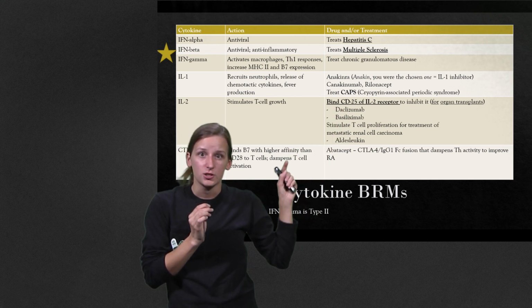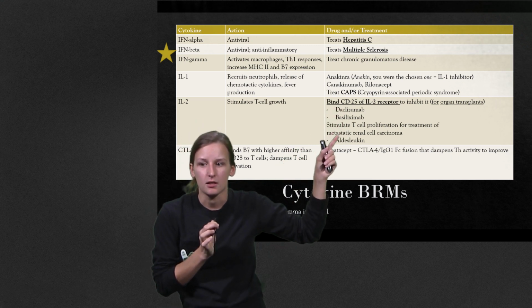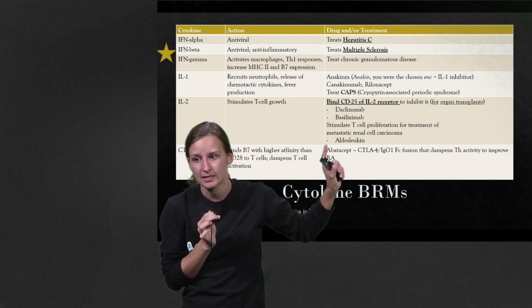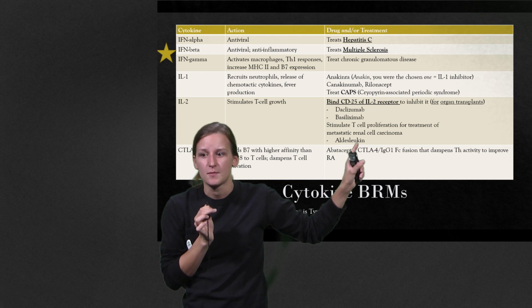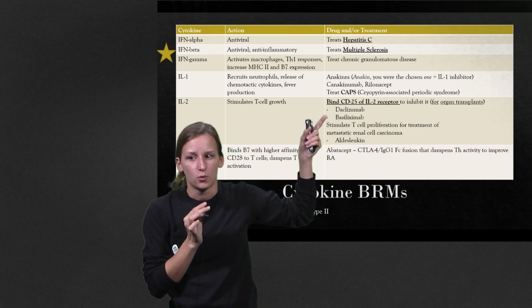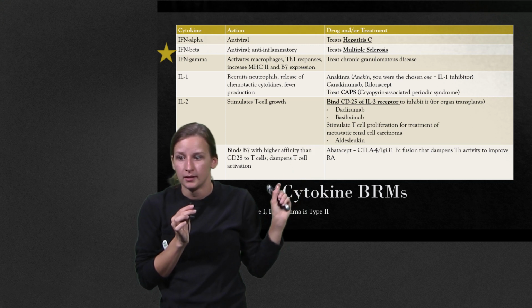These ones are the inhibitors. Or you can actually do the opposite, and you can stimulate T cell proliferation if you're trying to treat a renal cell carcinoma, and that's where aldesleukin comes into play. I want to say that basiliximab and daclizumab are the more important ones to remember from IL-2 though.